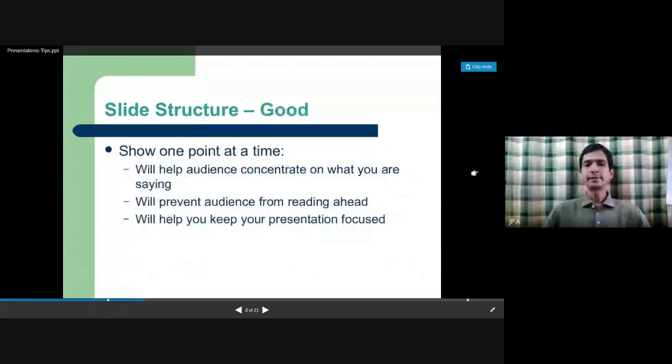This is a good slide structure. There are some points, 1 point at a time. What is the benefit of showing it like this? The audience will be able to concentrate on what you're saying. It will prevent the audience from reading ahead. It will help you keep your presentation focused. They will understand the key points that you're making in the presentation.